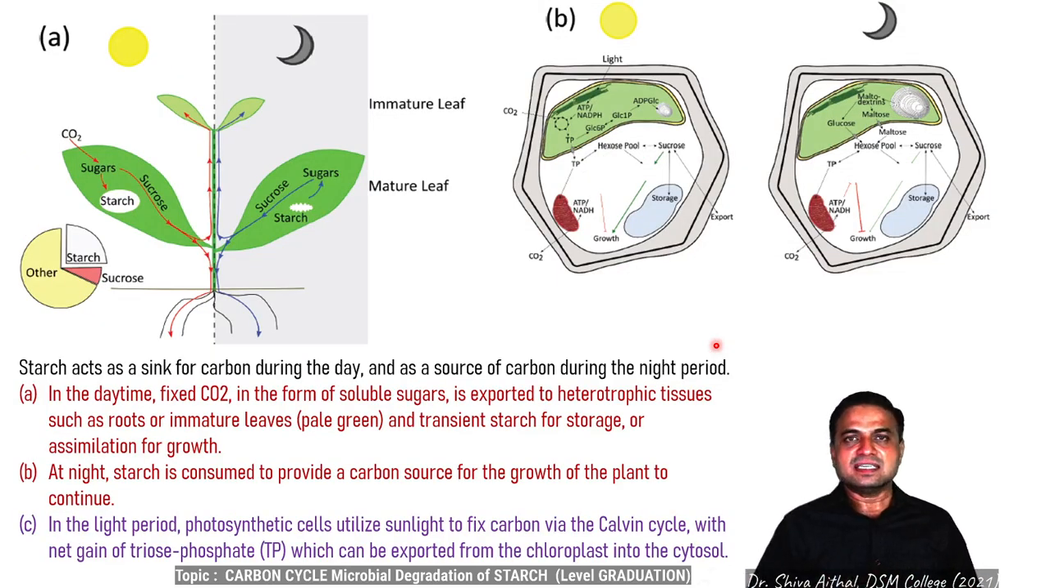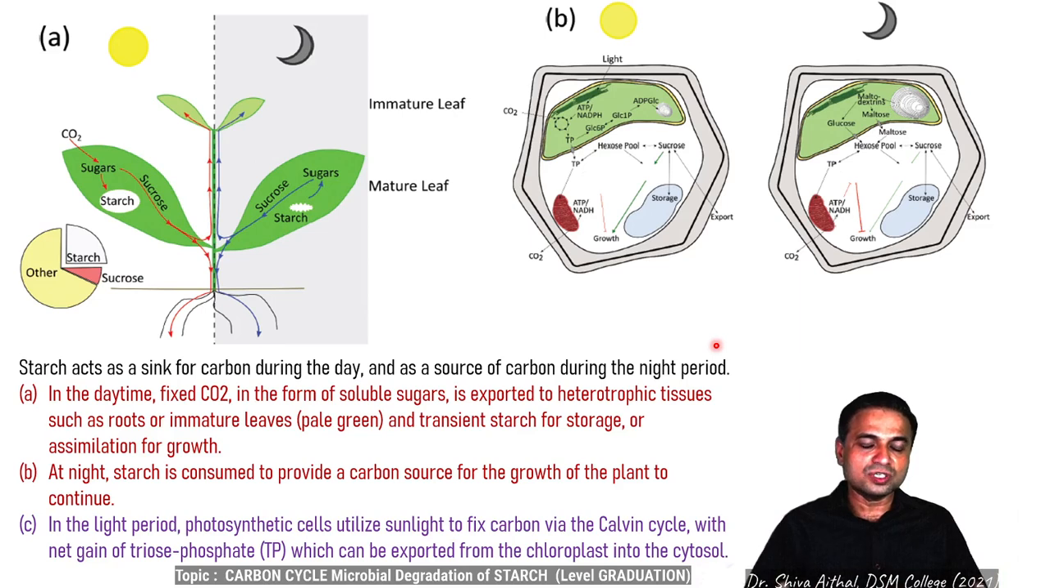So starch, as I said, acts as a sink for carbon during the day and a source of carbon during the night. It is a reservoir during the day, and during the night that reservoir gets utilized. It means earning savings during the day and spending at night. In the daytime, the carbon dioxide which is fixed forms sugars, which are exported to all the tissues. All these tissues are heterotrophs. Only the leaf is autotroph, let us say.